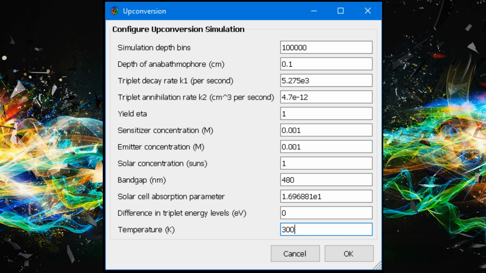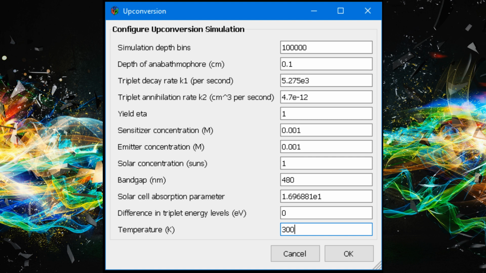The second to last parameter is the difference in triplet energy levels in electron volts. This is the triplet energy level of the sensitizer minus the triplet energy level of the emitter. If you do not know the value of these energy levels, then we recommend you assume that the difference between the energy levels is big enough that all of the energy transfer from the sensitizer to the emitter is strongly exothermic, and therefore the equilibrium of excited states will all be located in the emitter molecule. If the system that you're simulating is reasonably well designed, this will be the case. So what we're recommending is, if you don't know, assume it's 1 electron volt. That will work pretty well.